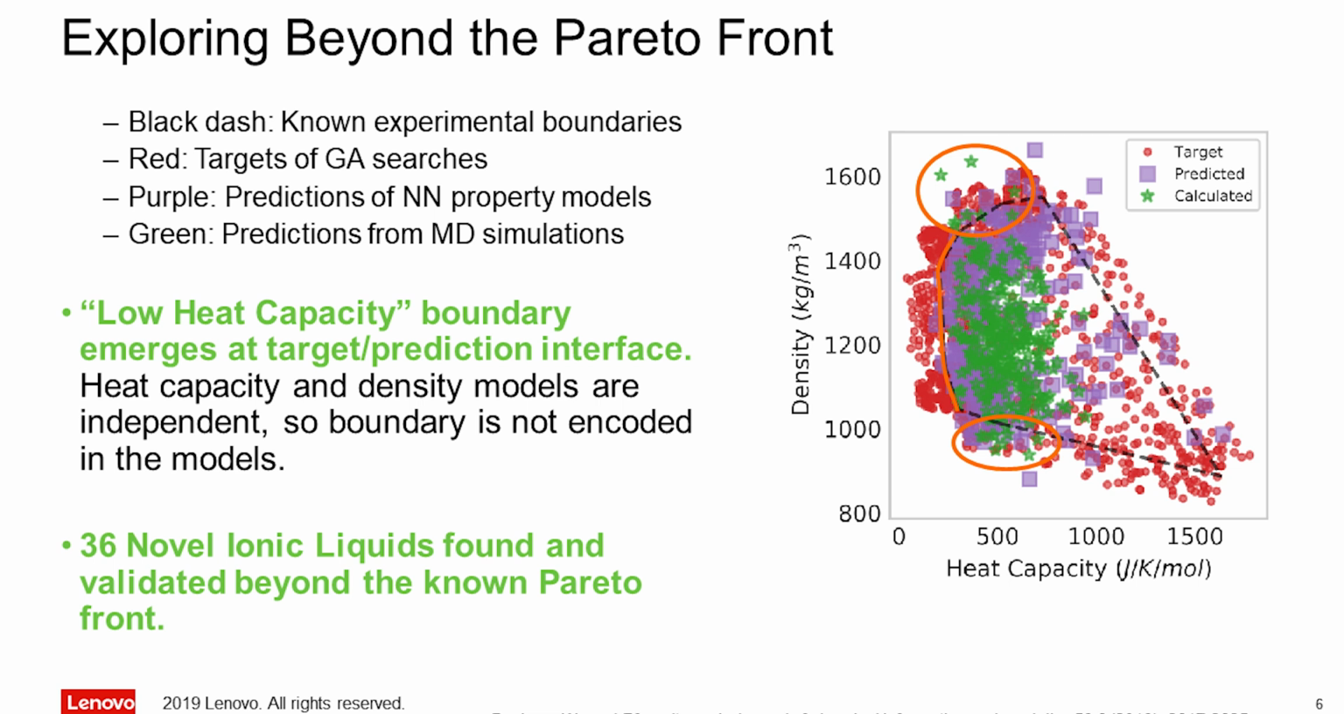There are two conclusions we can draw from this. First of all, the low heat capacity boundary emerges at this target prediction interface. It's important to note that the two neural networks that we were using aren't related in any way. So this comes out of just the straight up physics that's being modeled here. And finally, there are some ionic liquids that we can validate with physics-based simulations that lie outside of this Pareto front.